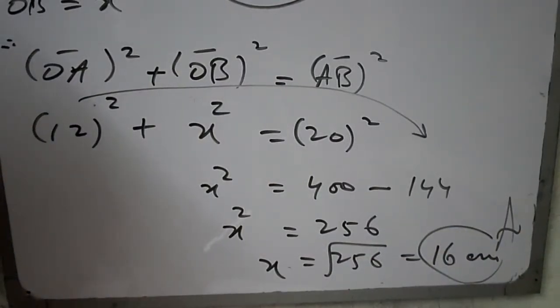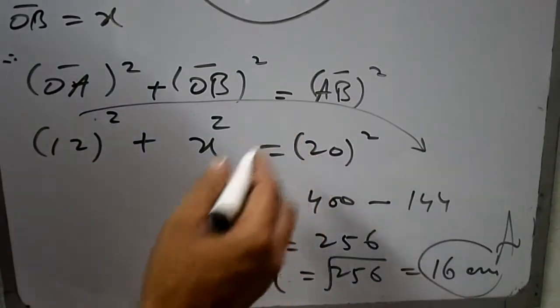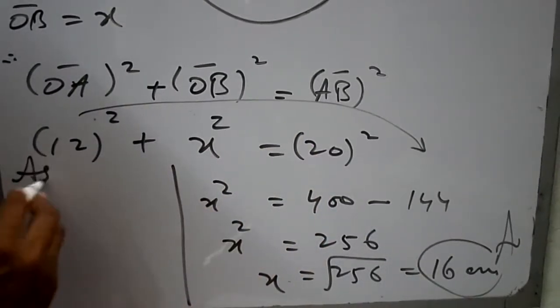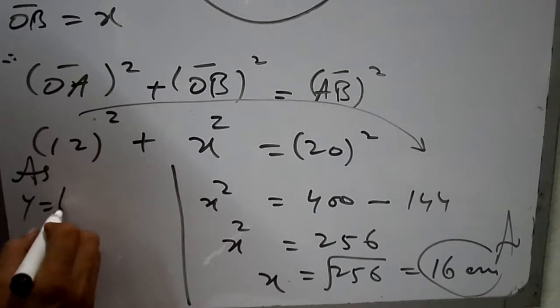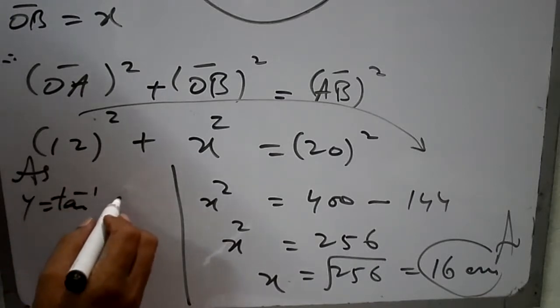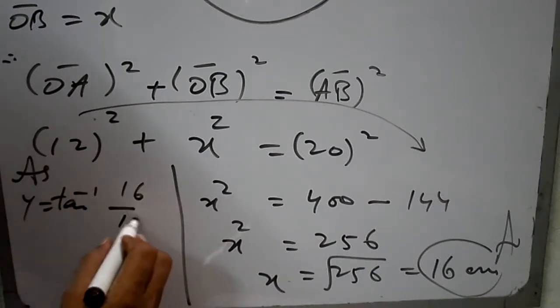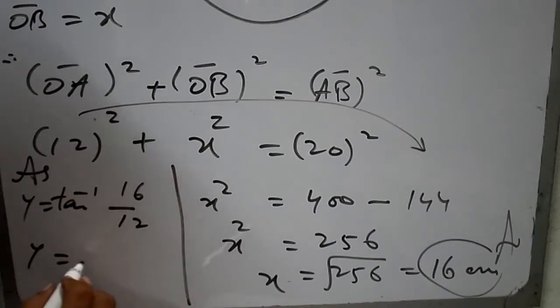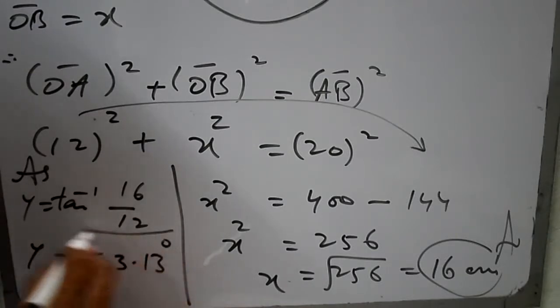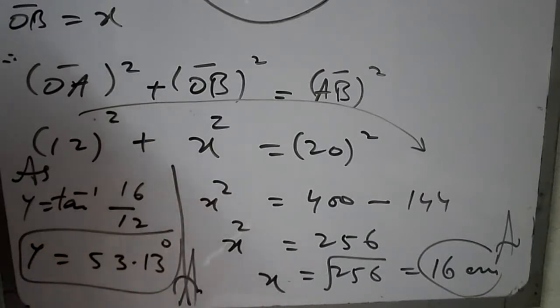But now we have to find the value of y also, as y is equal to tan inverse, by the same methodology as we have calculated earlier. So the value of y is 53.13 degree, so that is your result. Now F part.